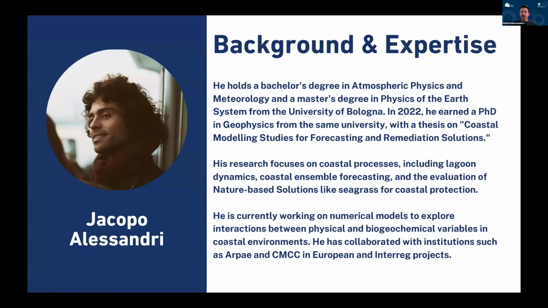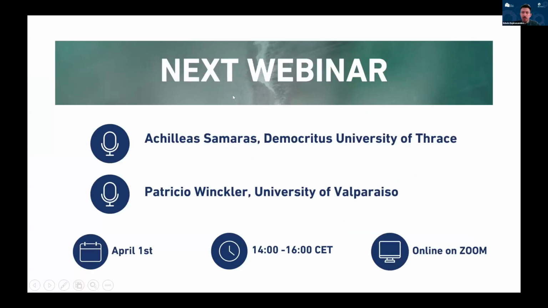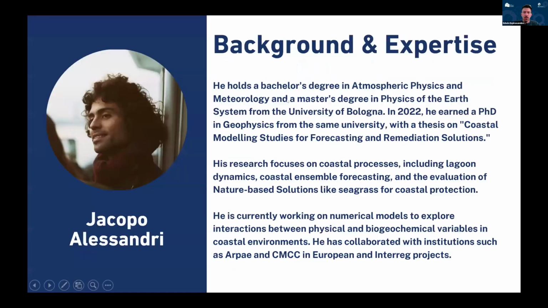So, Mr. Jacopo Alessandri, just a quick presentation. He holds a bachelor's degree in atmospheric physics and meteorology and a master's degree in physics of the Earth system from the University of Bologna. And in 2022, he earned a PhD in geophysics from the same university with thesis work on coastal modeling studies for forecasting and remediation solutions. His research focuses on coastal processes, including lagoon dynamics, coastal ensemble forecasting, and the evaluation of nature-based solutions like seagrass for coastal protection. He is currently working on numerical models to explore the interactions between physical and biogeochemical variables in coastal environments. He has collaborated with institutions such as ARPAE and the CMCC in European and interregional projects.